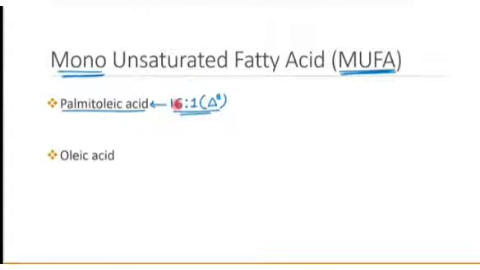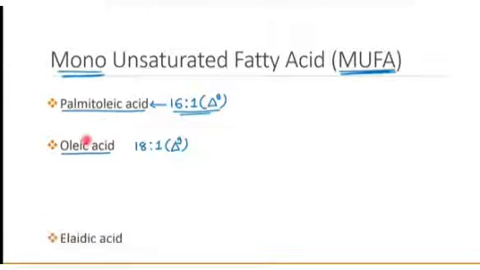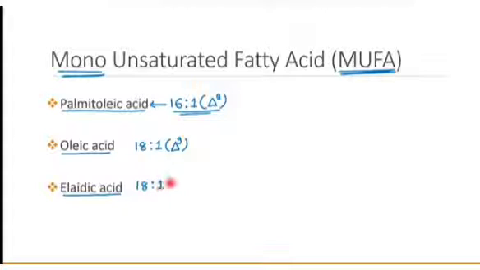The second example is oleic acid. This oleic acid is an 18 carbon long compound, then a colon, and it has one double bond, so we write 1 after the colon, and then the location of the double bond. That location is again between the 9th and 10th carbon from the carboxylic group side, so we write delta 9. The third example is elaidic acid. It is also an 18 carbon compound having one double bond, and the location of the double bond is delta 9.